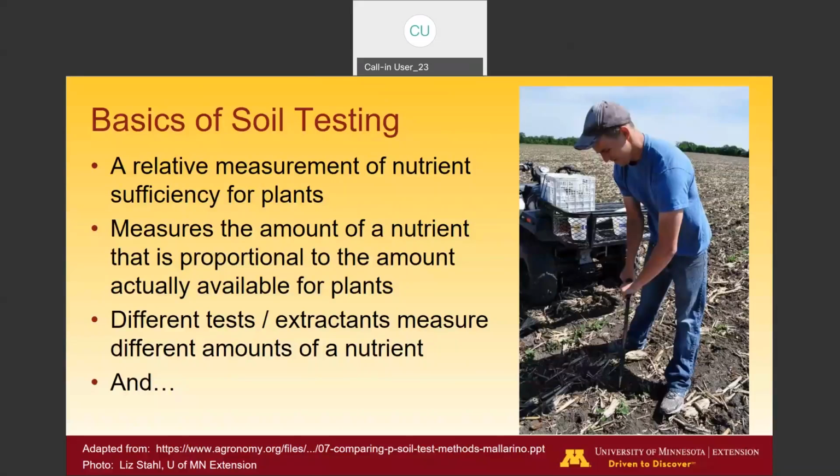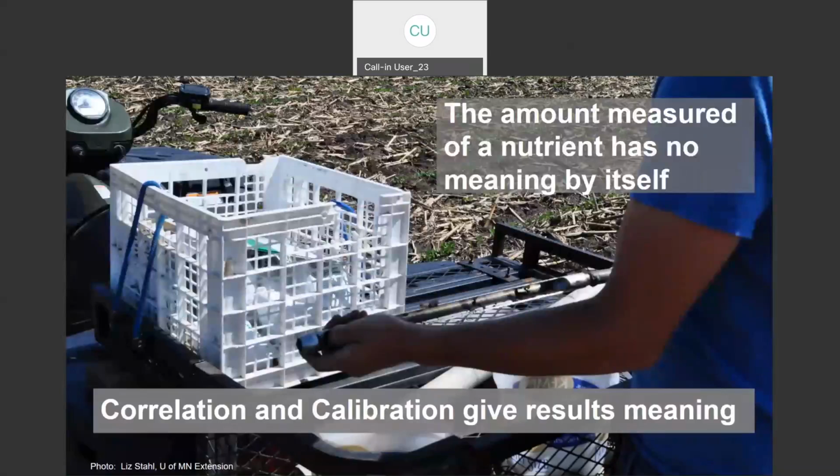The Haney, like Anna was talking about, uses water and a weak acid, the H3A extractant. Standard soil tests use other extractants based on the nutrient. And it's important to note that the amount that's measured of a nutrient by a soil test really has no meaning by itself. Soil testing procedures are standardized in what extractants are used. So you run a soil sample using this method, then you get a number on a sheet. Well, what does that number really mean?